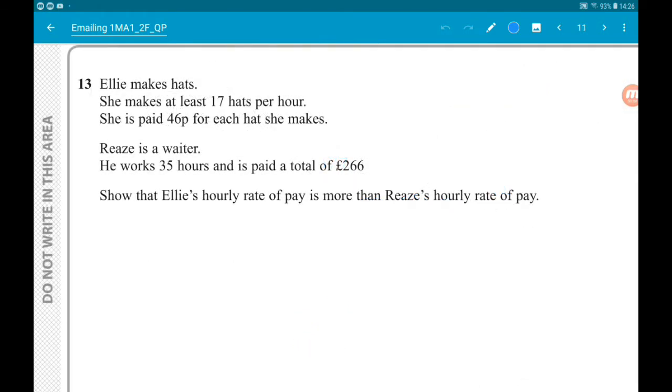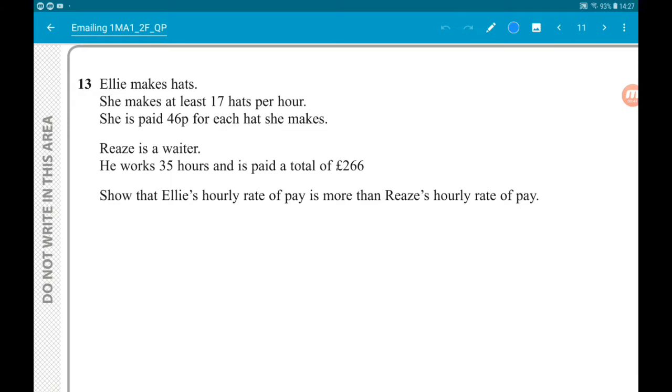Number 13, we are told Ellie makes hats. She makes at least 17 hats per hour. She is paid 46p for each hat she makes. Reese is a waiter. He works 35 hours and is paid a total of £266. We want to show that Ellie's hourly rate of pay is more than Reese's.